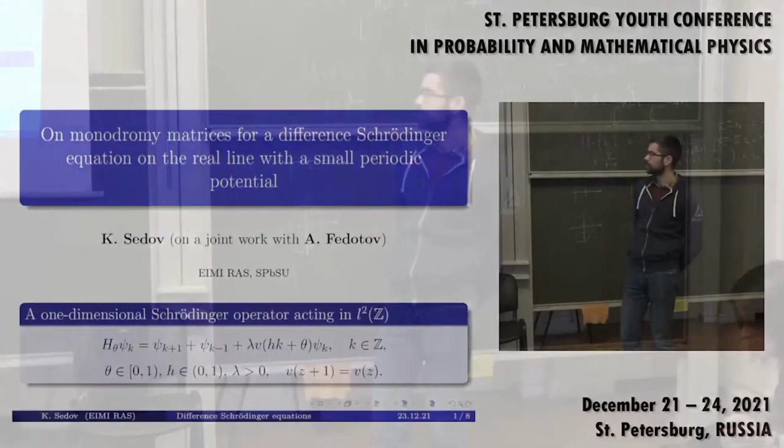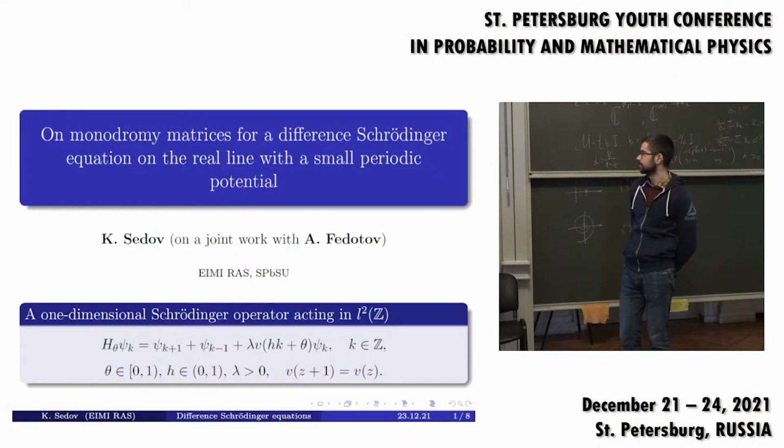I'm going to tell you about the joint work with Professor Fedotov. Our work is devoted to one-dimensional Schrodinger operator with small analytic, almost periodic potential. Here you can see this equation on the screen. Here V is the potential, H is frequency, theta is an ergodic parameter, and lambda is a coupling constant.